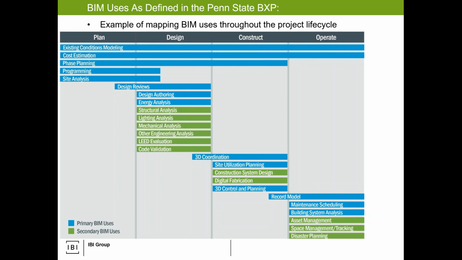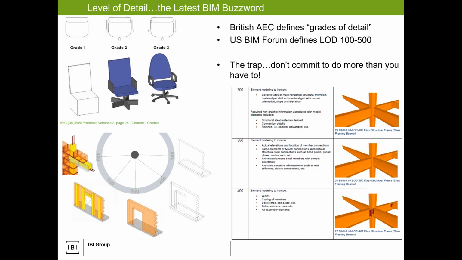Oftentimes, if I, as an architect, am told, hey, you're an architect, do my cost estimation for me, do my phase planning, you sit back and say, well, hold on a minute, why? And it's an interesting dialogue, and it happens often where they say, well, you have a BIM. So I've heard, take your Revit model and do X. Well, just because I have my Revit model doesn't mean I want to do that. So there are some interesting dialogues that occur around that.